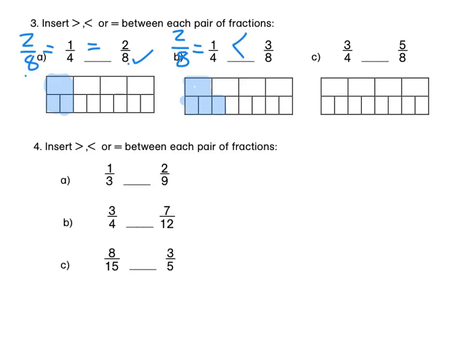For C, times bottom by 2, times top by 2. So 3/4, which is equal to 6/8, is greater than 5/8. Let's shade it. We have our 3/4. We have 5/8. That's why the 3/4 or 6/8 is bigger than 5/8. Number 4, now we have to do without a diagram.